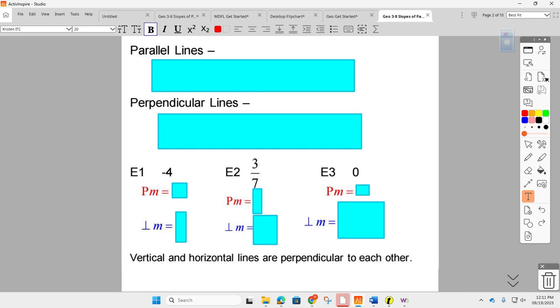Okay, parallel lines. Algebra benchmark, you guys have been working with parallel lines since 7th grade. We talked about parallel lines with regard to parallel lines being crossed by a transversal.